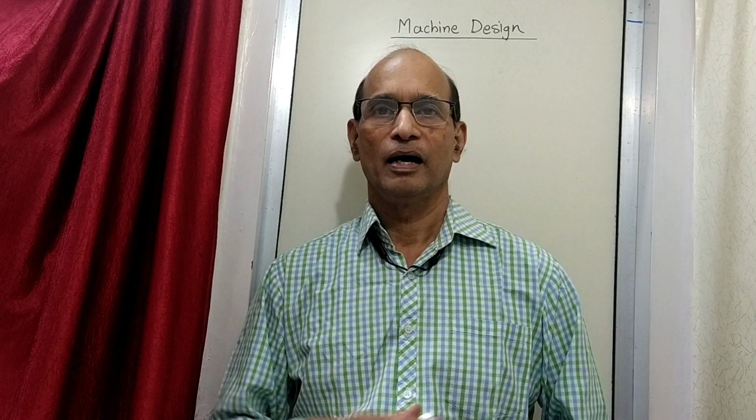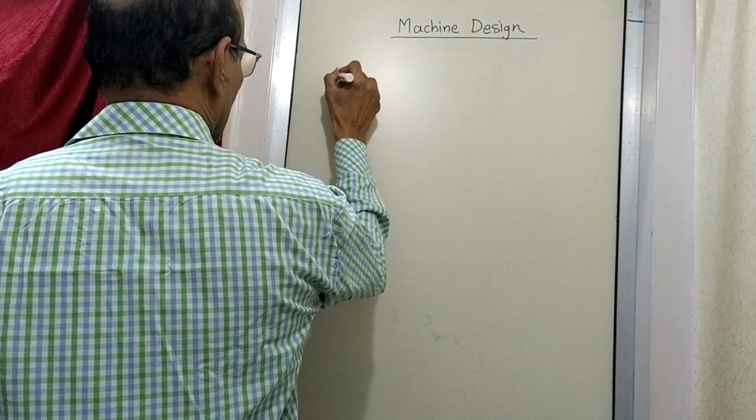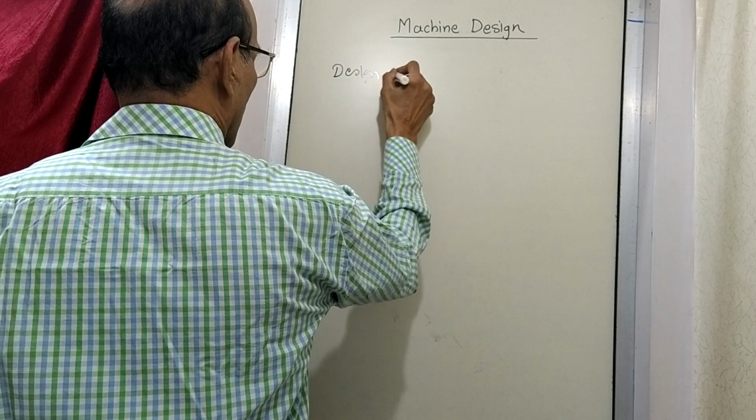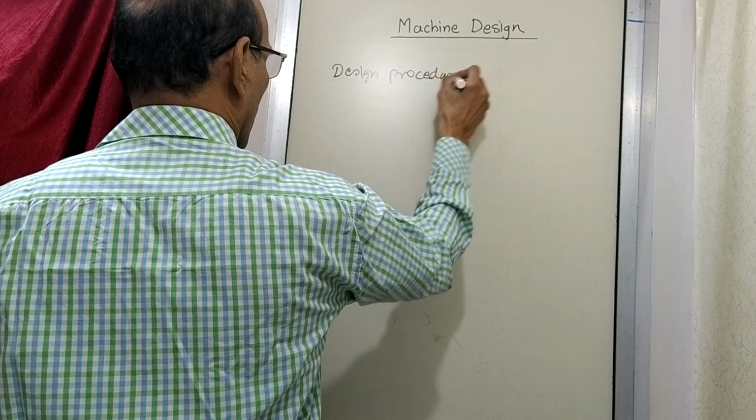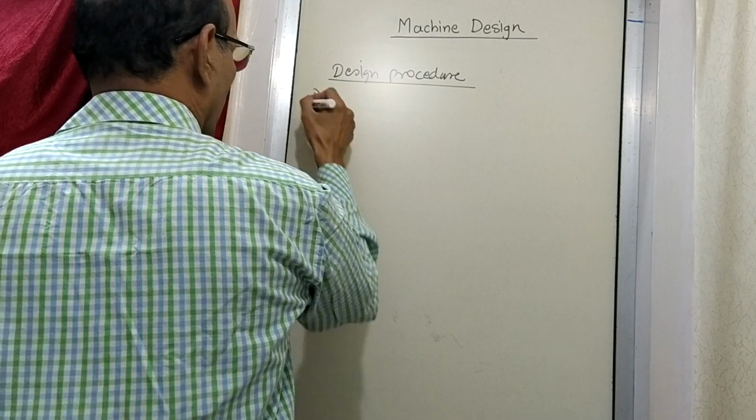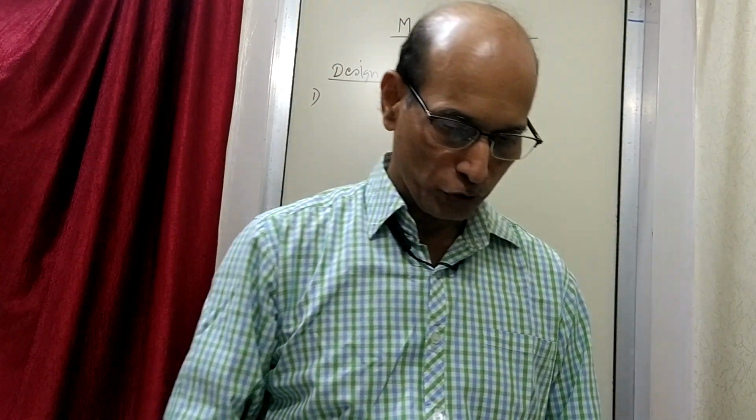Okay, so having seen the design considerations, now let us see how the actual design procedure takes place. When a specific purpose, a specific task, is given to you, how does the design procedure start and end and the machine gets designed? That is the procedure which we will now see. Design procedure.